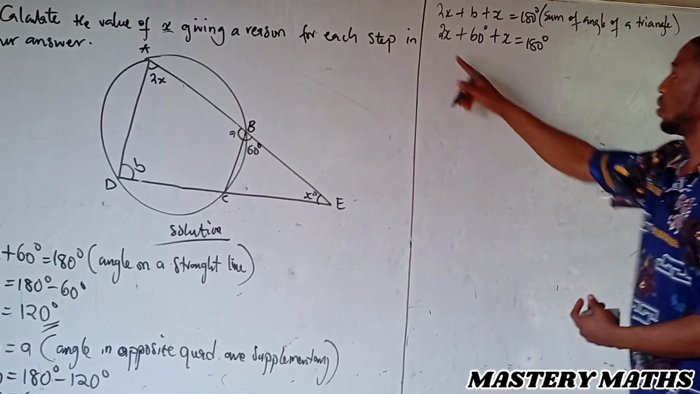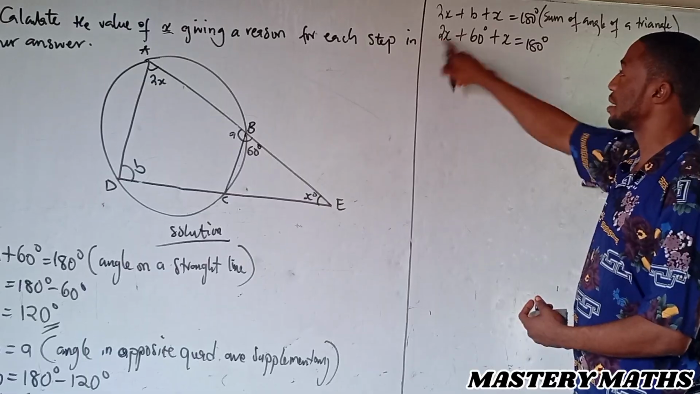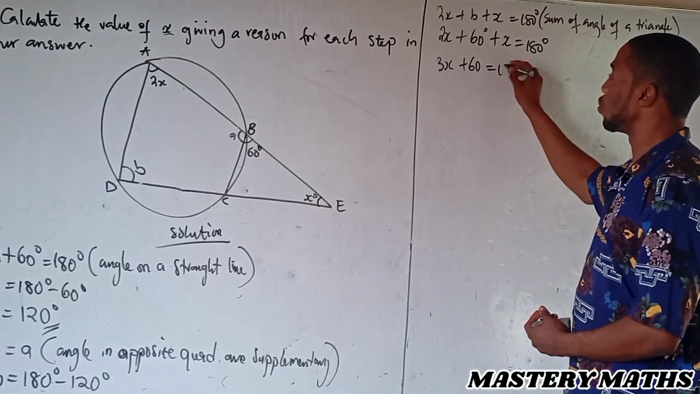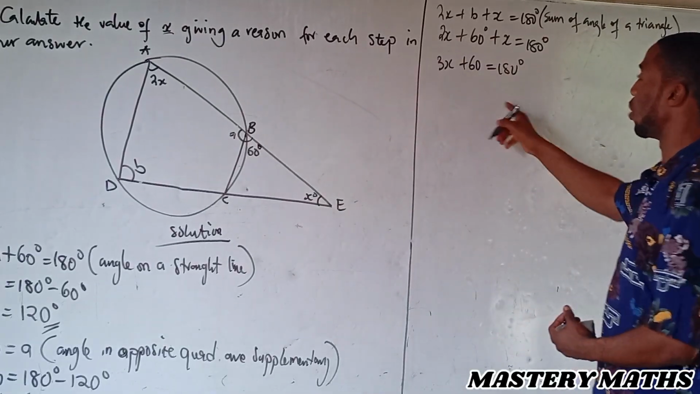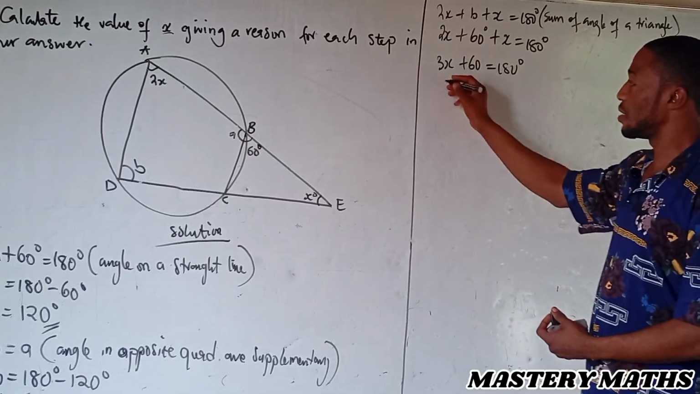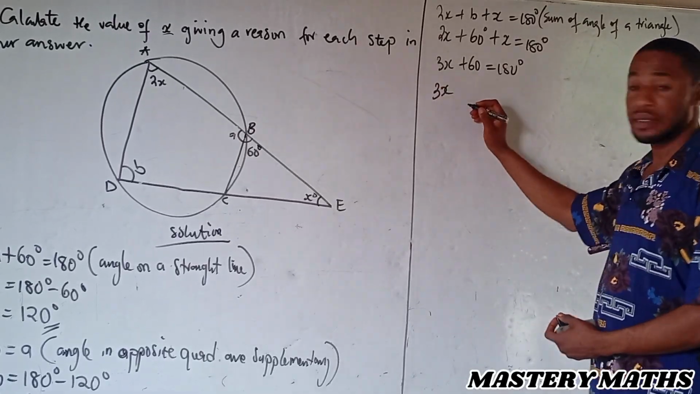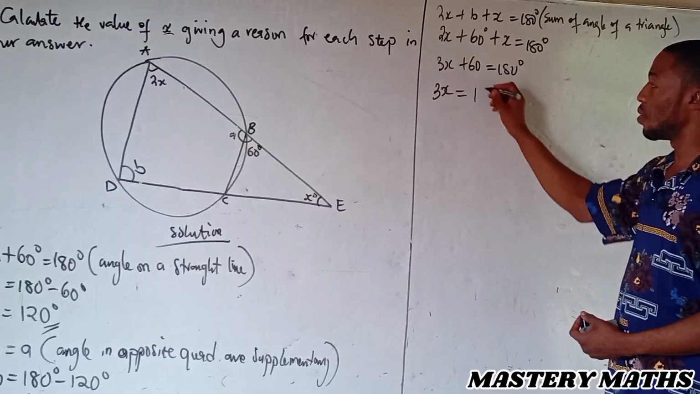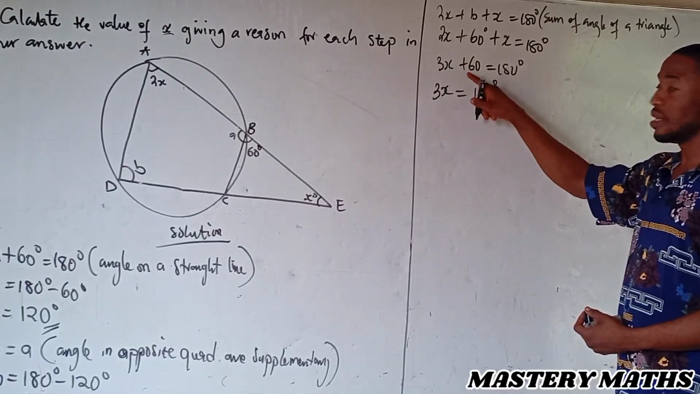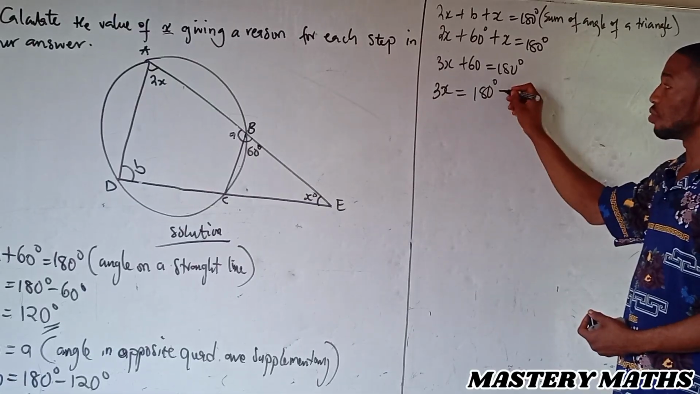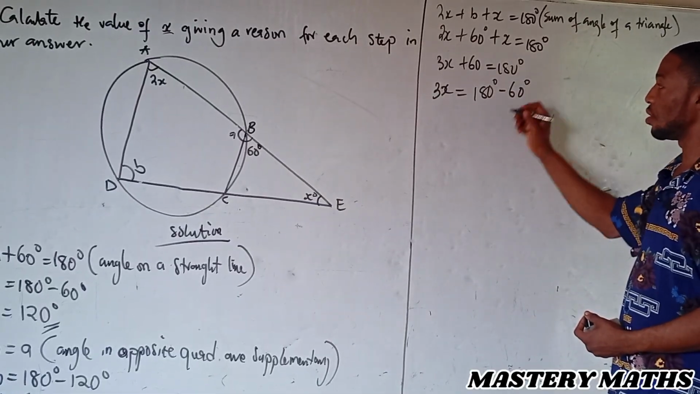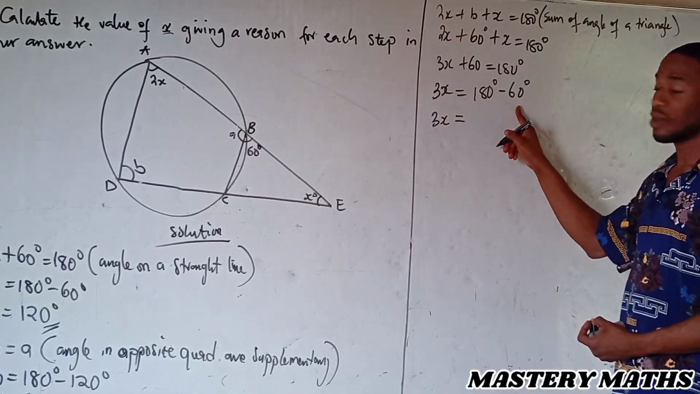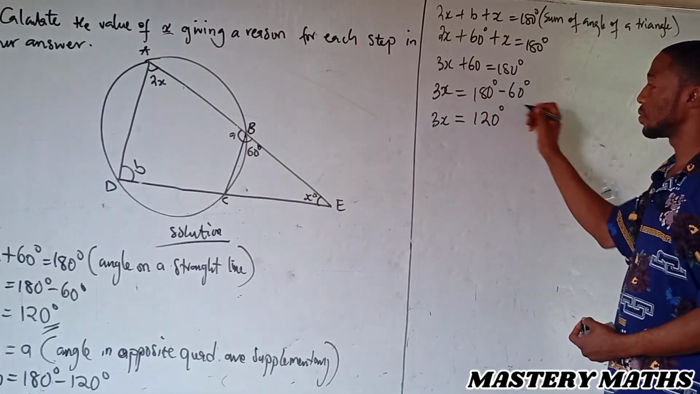So we have to collect the like terms. 2x plus x will give us 3x plus 60 equal to 180 degrees. So we collect our like terms. This 3x here will come down, then you bring out your equality sign and your 180 degrees. When this plus 60 crosses over, it changes to minus 60 degrees. So you have your 3x equal to 180 minus 60, which will give us 120 degrees.